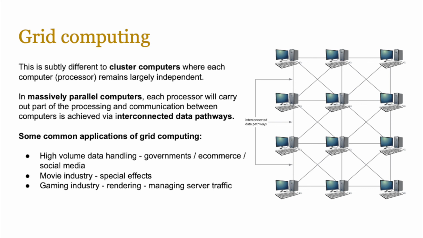Now, some common applications of grid computing involve high volume data handling. Governments, e-commerce sites, and social media sites normally use it. The movie industry also uses it for processing special effects. The gaming industry also uses it, from rendering to managing server traffic. So the use of grid computing or massively parallel computers is much more varied than traditional supercomputing. The reason for that is we can scale it up or scale it down depending on our need. When you want a bigger network, you just add more computers to it. And when you want to scale it down, you just remove them from the cluster.